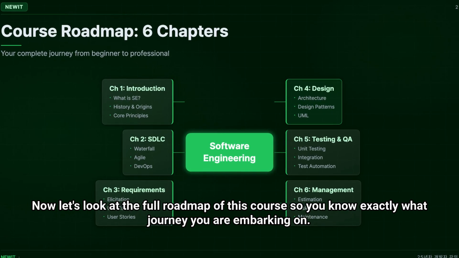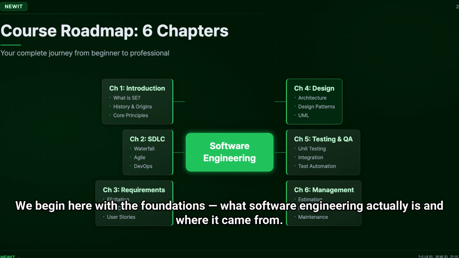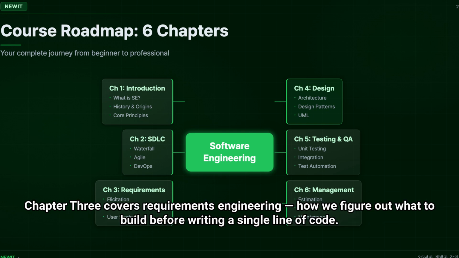Now let's look at the full roadmap of this course so you know exactly what journey you are embarking on. This lecture is structured into 6 chapters, each building on the last. We begin here with the foundations, what software engineering actually is, and where it came from. In Chapter 2, we explore the software development lifecycle, the structured process teams use to build software from idea to deployment. Chapter 3 covers requirements engineering, how we figure out what to build before writing a single line of code.